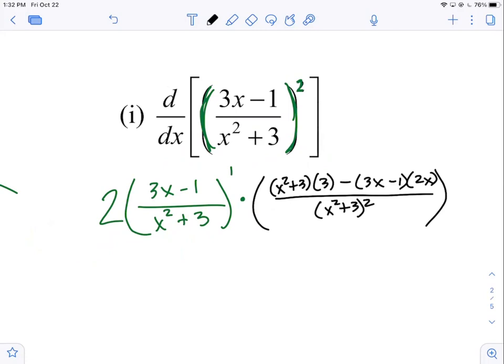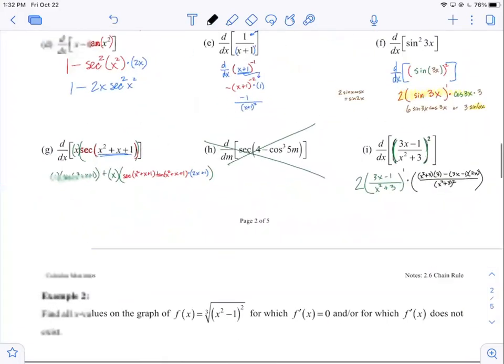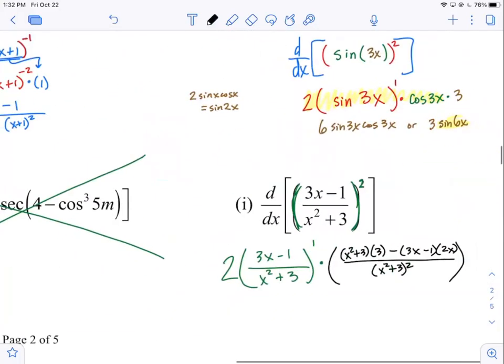That's a great place to stop because we finished example 1. Chain rule will get so much easier because it's all over the place. It's pretty prevalent.